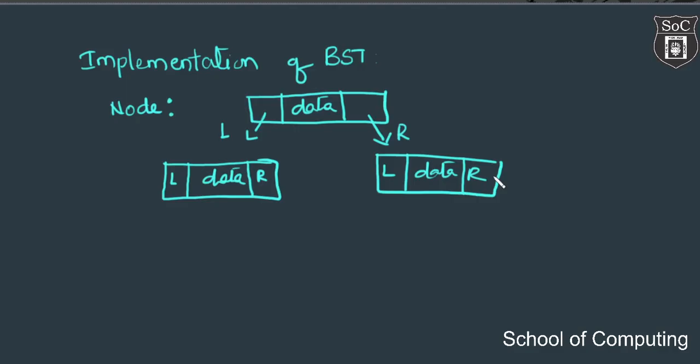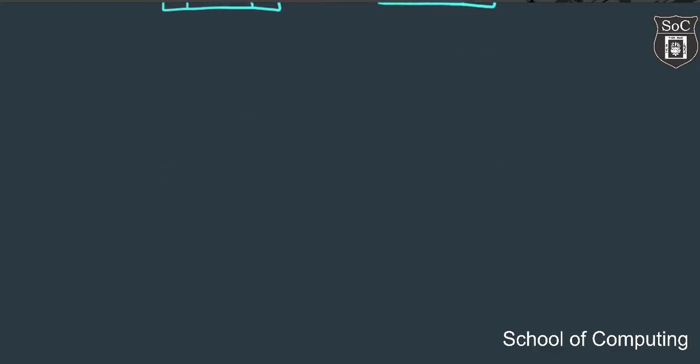In order to implement a binary search tree, I need to create a node, and to create a node, I can't depend on the basic primary data types available in C language. I need to take help of a user-defined data type. How do we create a user-defined data type in C language? We do it with the help of structures.